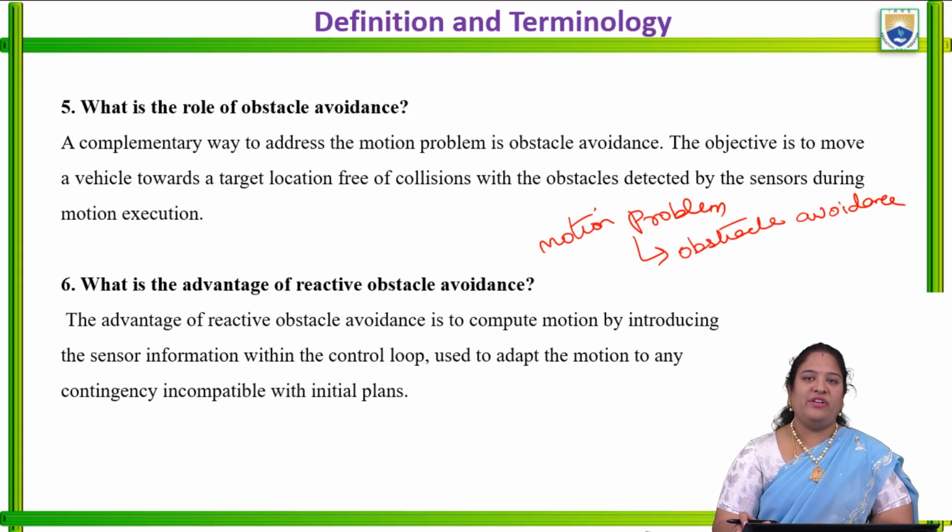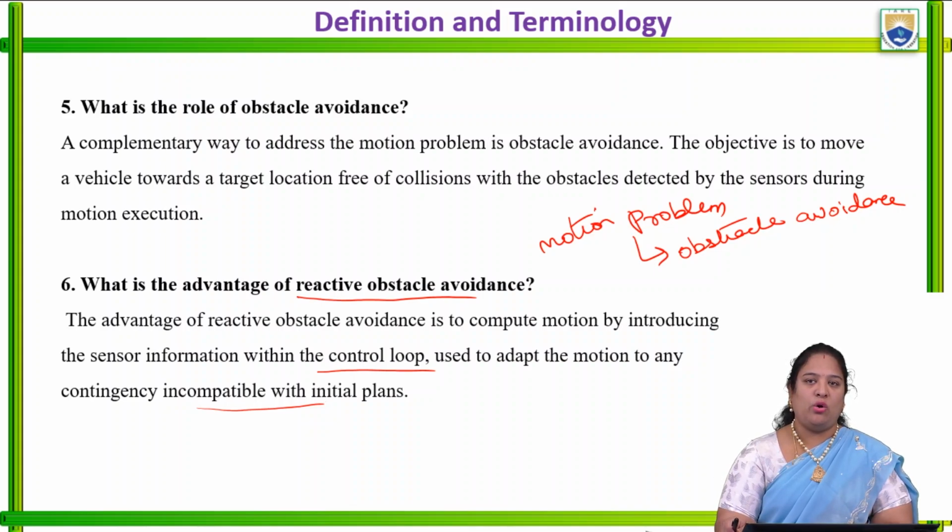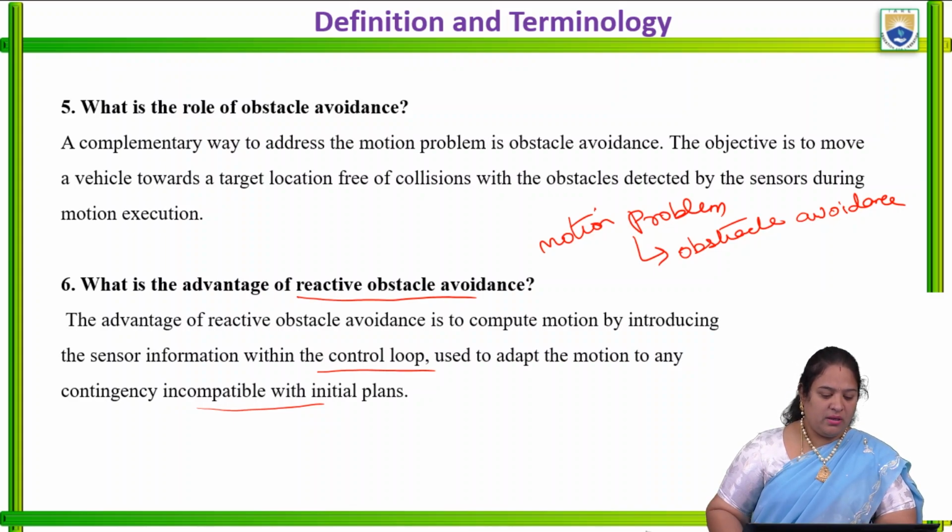Next, what is the advantage of reactive obstacle avoidance? Right, in obstacle avoidance, we have one other portion called reactive obstacle avoidance. What is the advantage of that? Generally, this reactive obstacle avoidance computes motion by introducing the sensors information within the control loop, where it is used to adapt the motion to any contingency incompatible with the initial plans. Without any initial plans, when an obstacle has to be avoided, this type of reactive obstacle avoidance is used.